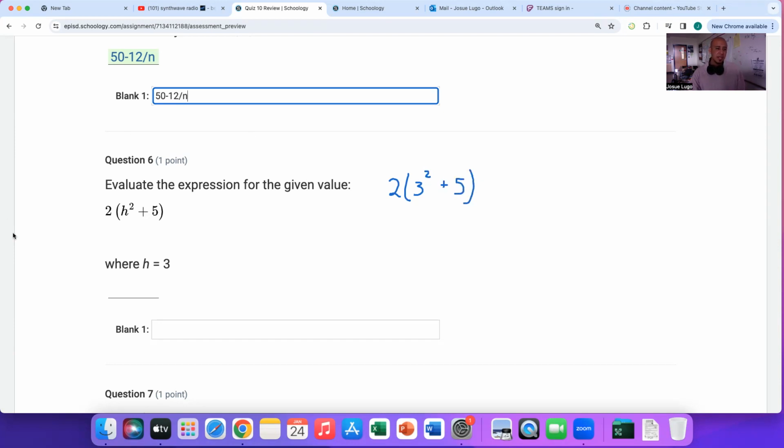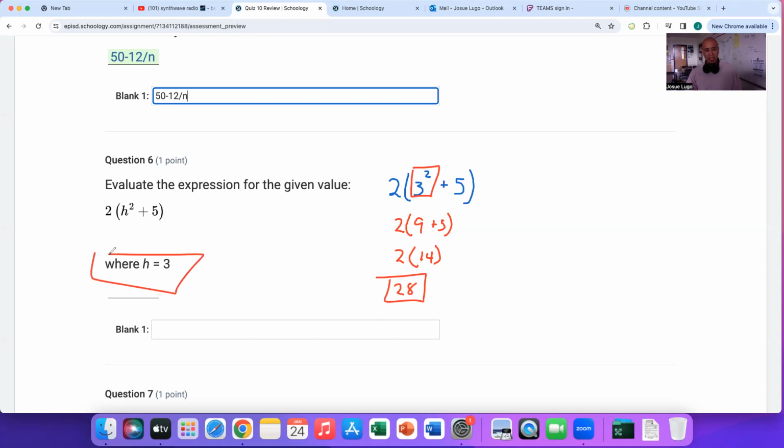And now, ladies and gentlemen, I am free to just use PEMDAS. All right, so we have 3 squared, because we're doing the parentheses, and inside the parentheses, we do the exponent. That is 3 times 3, so that's going to be 9. So that's going to be 2 times 9 plus 5. Again, I have to add before I multiply. So 9 plus 5 is 14. So that leaves me with 2 times 14. And ladies and gentlemen, 2 times 14 is 28. That would be my final answer.